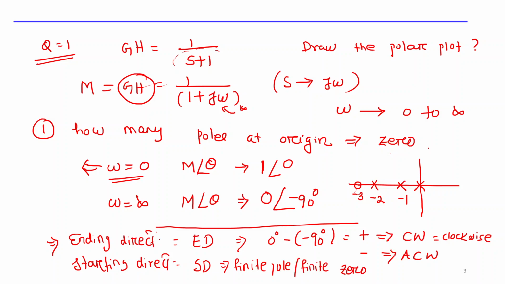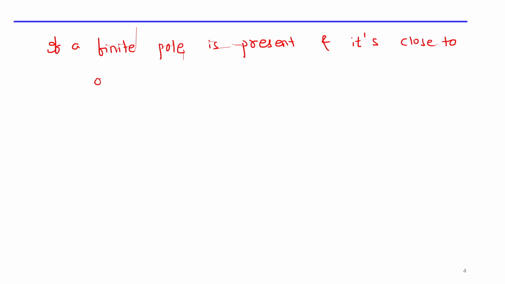Okay, if a finite pole is present and it is very close to the origin, I am just repeating my statement here, then the starting direction is clockwise.